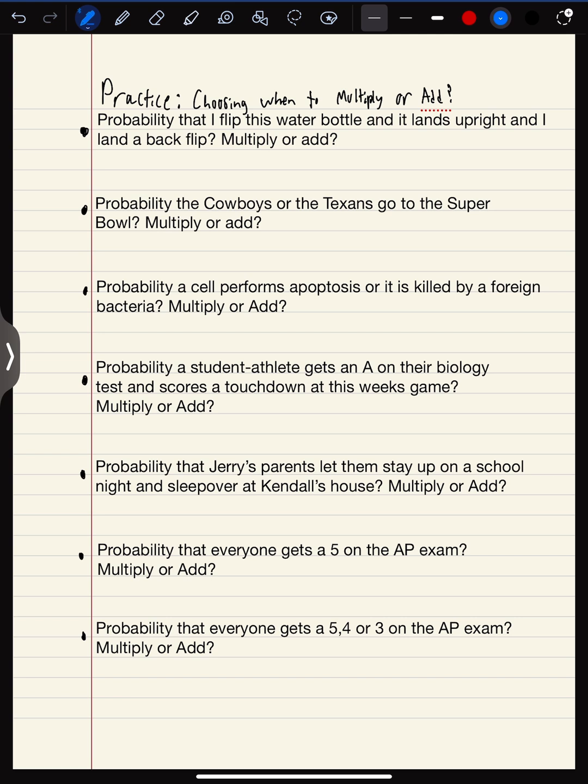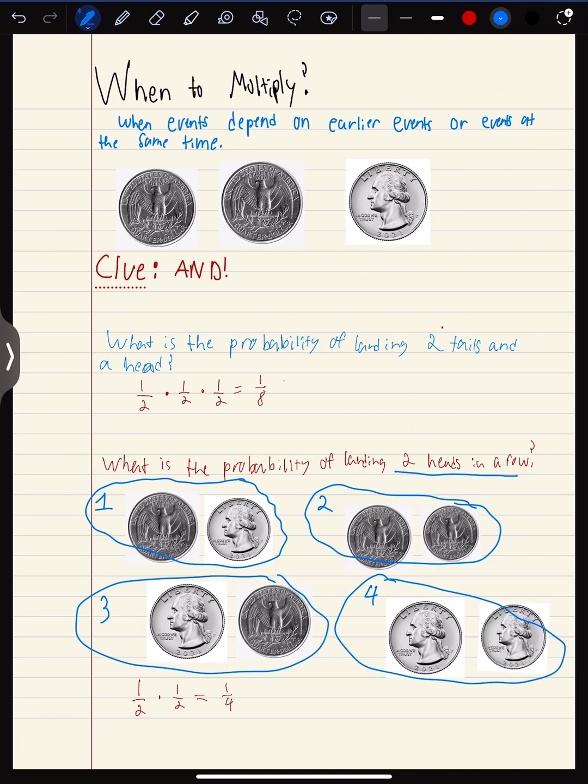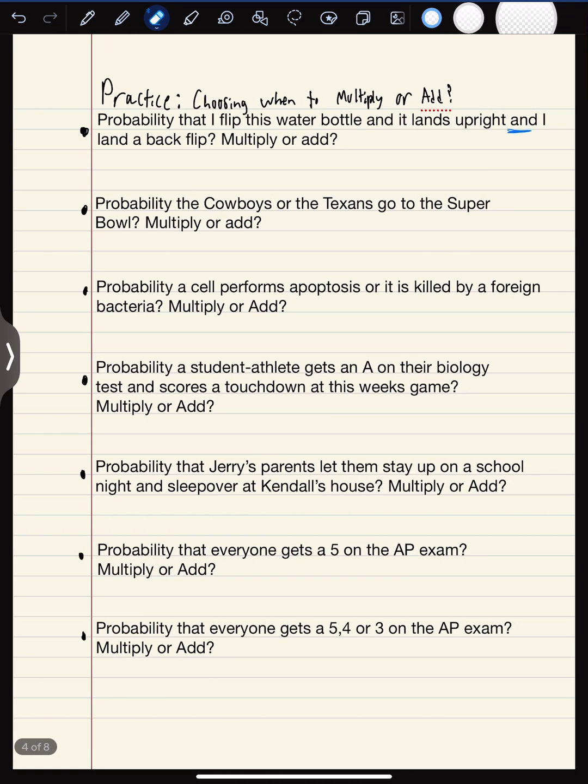So probability that I flip this water bottle and it lands upright and I land a backflip. So our keyword is and. So let's go back to what it said. When to add, when to multiply, we multiply when it's and. So that means we're gonna multiply. Let's see. Probability the Cowboys or the Texans go to the Super Bowl. Well, if you're a betting man, you know you should never bet on that. But since I said or, we would add these together. So the chances go up.